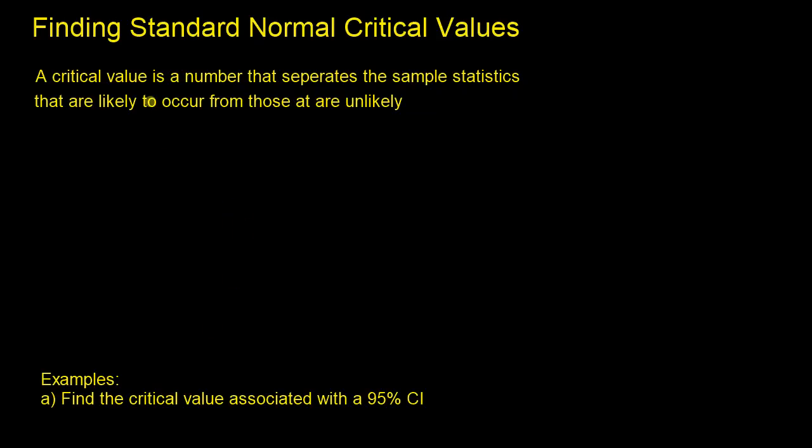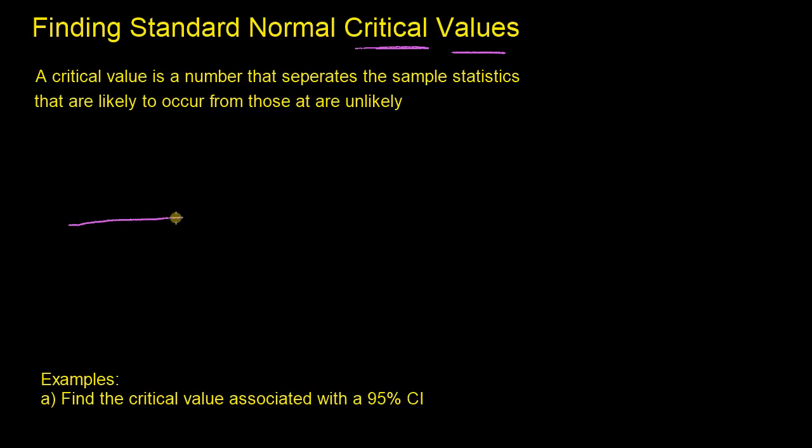In this video, I'm going to discuss how to find standard normal critical values. So first, we need to understand what a critical value is. A critical value is a number that separates the sample statistics that are likely to occur from those that are unlikely to occur. In general, that's what a critical value is.